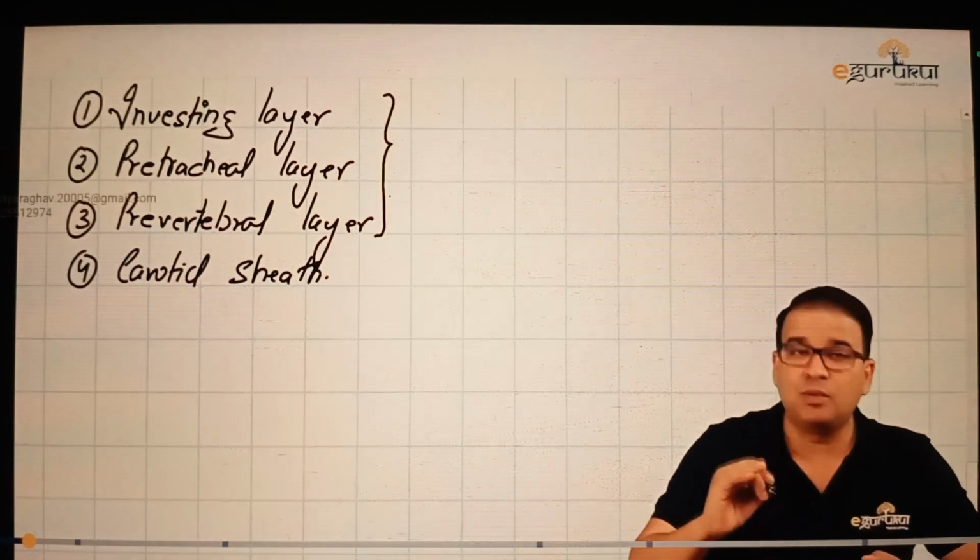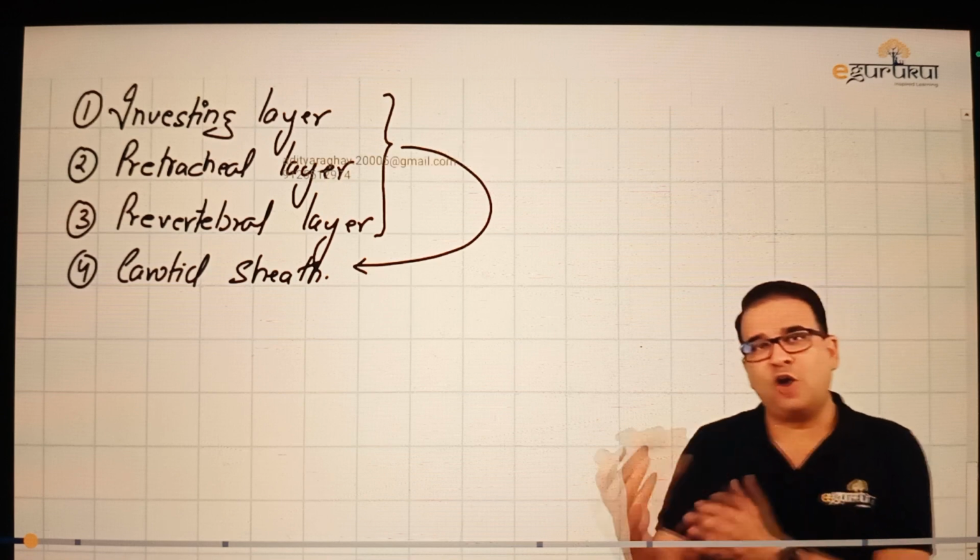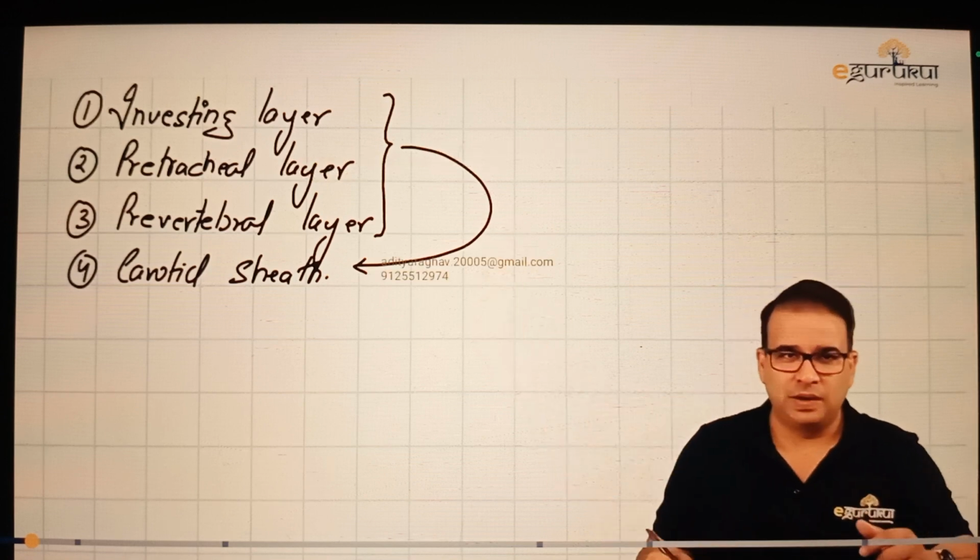The investing layer, pretracheal layer and prevertebral layer, these are the primary modifications we have, and these together will give rise to the carotid sheath. So in a way, the carotid sheath is a modification of modification. It is derived from the investing layer, pretracheal layer, and prevertebral layer. We will see that.